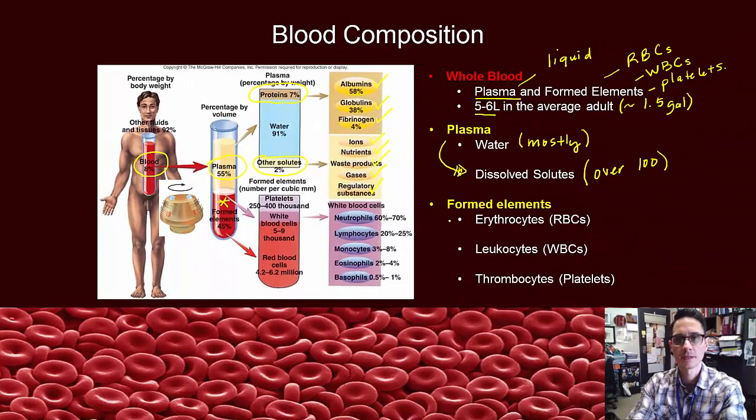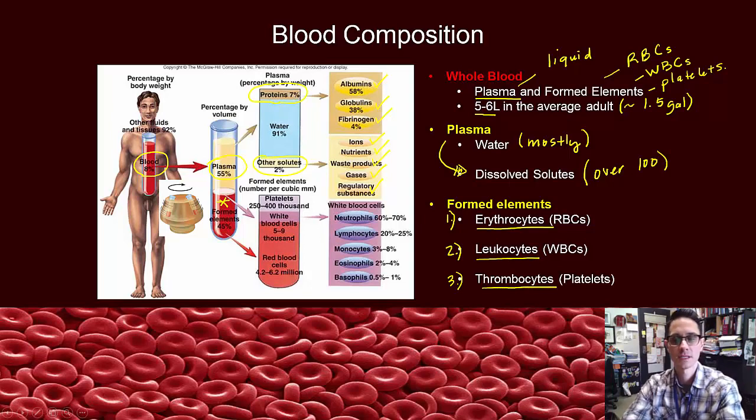What is the formed element component of the blood? There are 3 pieces to the formed element component, and I mentioned these 3 up top: red blood cells, white blood cells, and platelets. Each of these formed elements has its own specific name. We call red cells erythrocytes, we call white cells leukocytes, and we call platelets thrombocytes. You should be familiar with these terms, and you should be able to use them interchangeably.